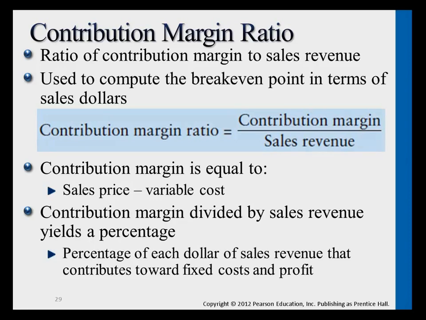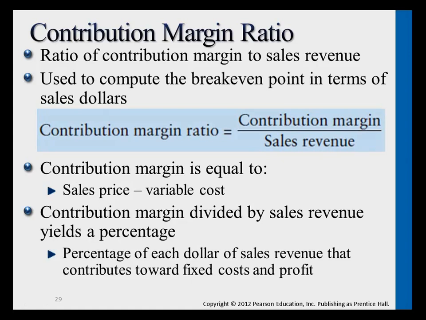So what is the contribution margin ratio? We said that companies can use this contribution margin ratio to compute the break-even point, right? Okay. What I want you to understand is that the contribution margin ratio is the ratio of contribution margin to sales revenue, right? So let's look. Contribution margin ratio is my contribution margin divided by sales revenue. This is an important formula to understand.